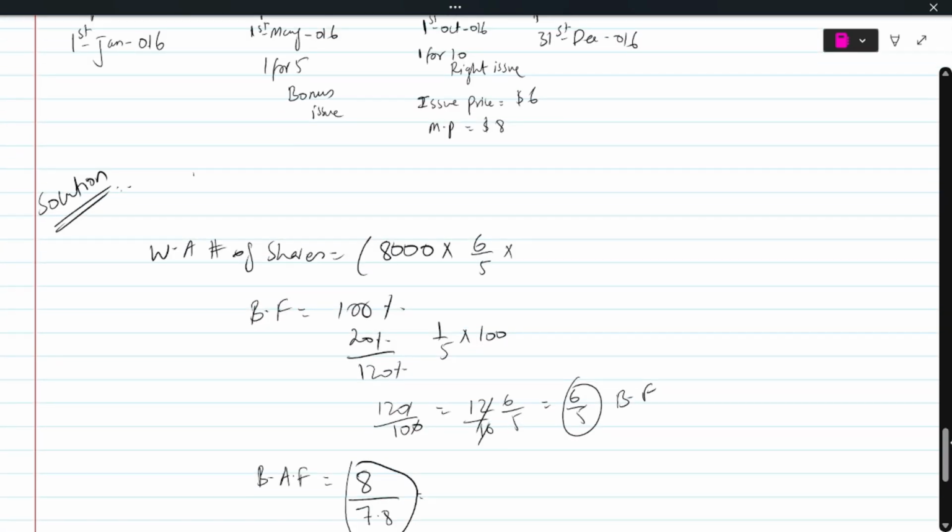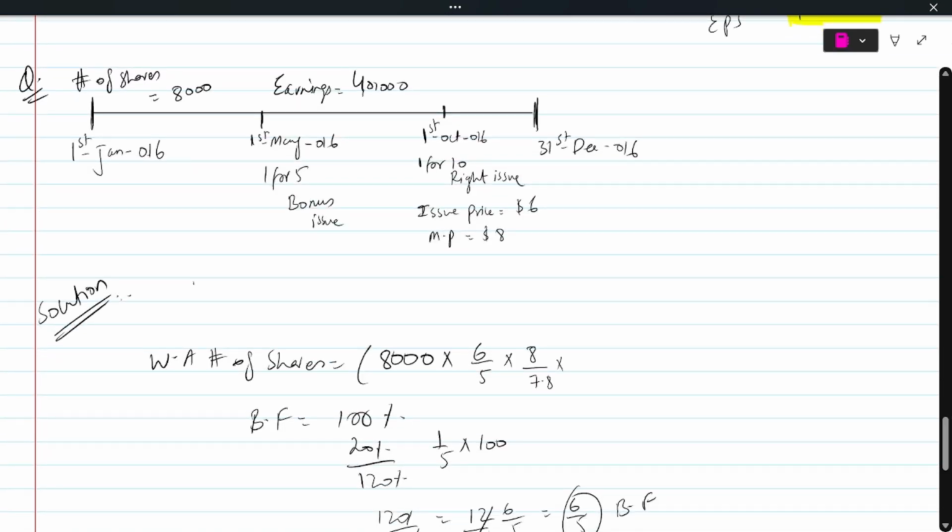After having my bonus adjustment factor, from 1st Jan to 1st May, how many months are these? 4 months clearly, so 4 over 12. Now plus, there is a 1 for 5 bonus issue. So how many shares did we get from this bonus issue? Just like the way we calculated 1 for 5 into the number of shares at the start of the year, so 1 over 5 into 8,000. How many new shares did we get? We got 1,600 new shares. So 1,600 new shares and 8,000 previous shares. So that's 9,600.